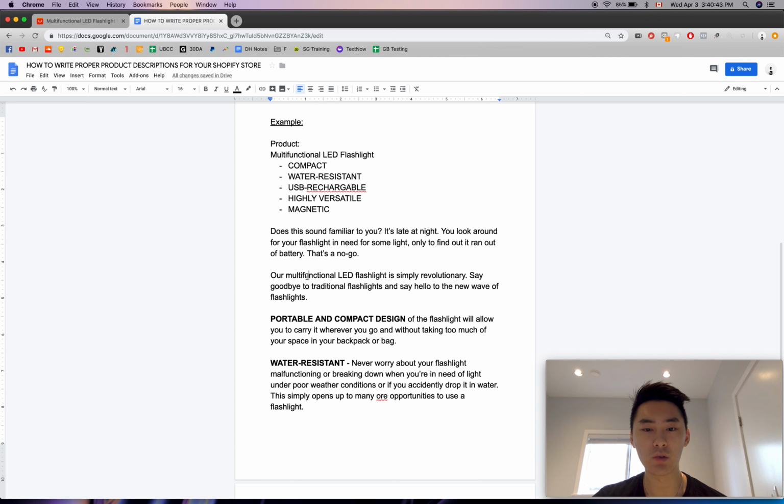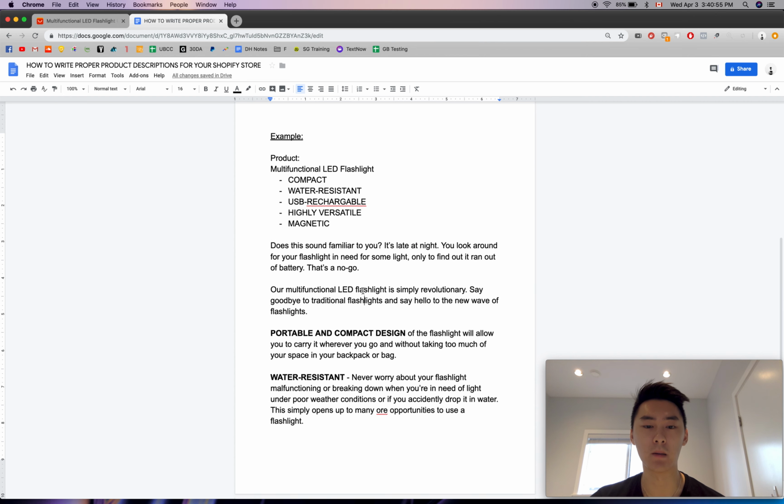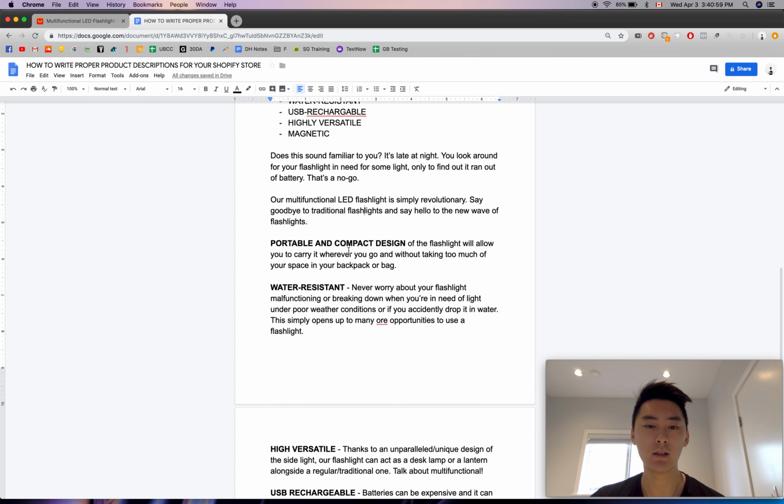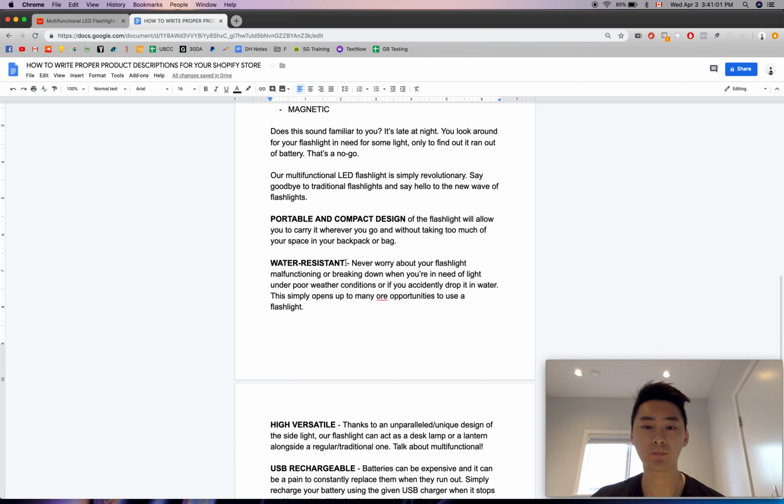So now it's introducing the flashlight itself. Our multifunctional LED flashlight is simply revolutionary. Say goodbye to traditional flashlights and say hello to the new wave of flashlights. So it's just introducing the flashlight that we're trying to sell. So these are the main points. Portable and compact design, right here. Never worry about your flashlight malfunctioning or breaking down when you're in bad or poor weather conditions. Won't drop it.